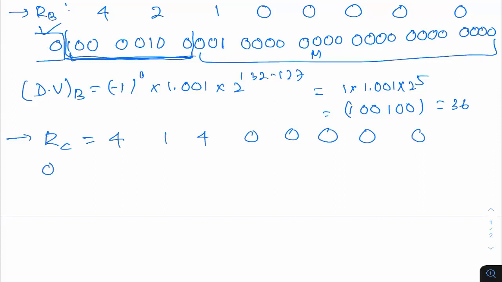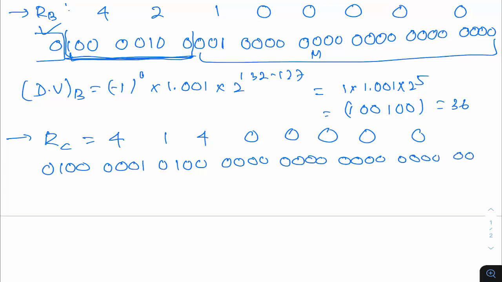4 stands for 0100, 1 stands for 0001, 4 stands for 0100, then 5 zeros. Again, if you see, this is your sign bit, this is your biased exponent, and this is your mantissa.